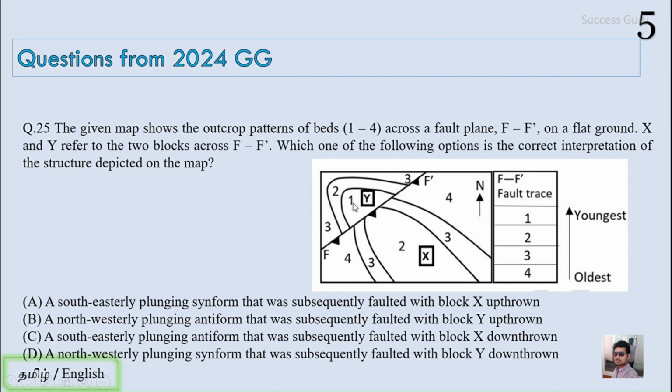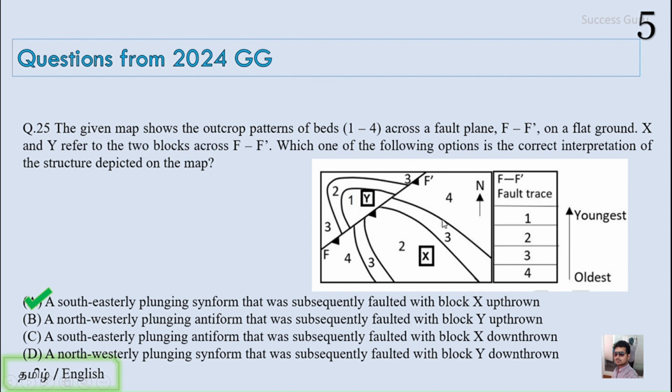Okay, not only that, we can see here the younger rock is getting in contact with the older rock, which in this case means this block has been upthrown. That is why the deeper rock has contact with the shallow rock. We can say like this, right? As the younger rock will be at a shallow depth, and the older rock will be at a deeper depth. These two will get in contact only if this block has risen up, that is, the upthrown block. So from this map, I can say this is a southerly dipping plunging synform, as I explained here, right? And for the fault, the X block is the upthrown block.